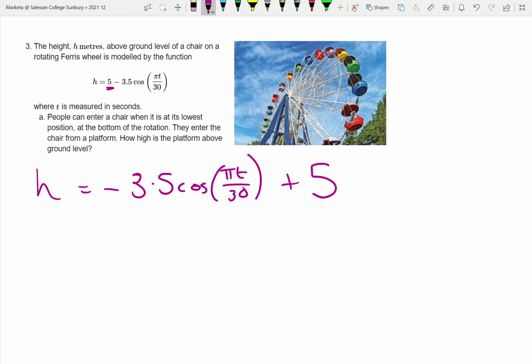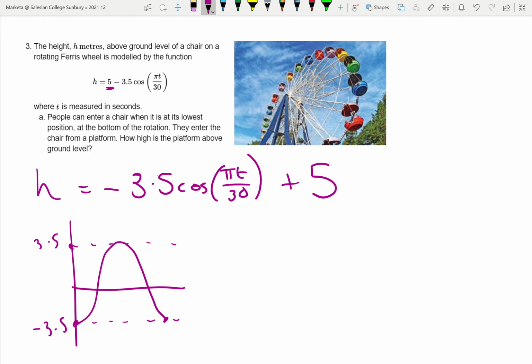So I'm going to draw this graph, remembering that a cos graph is like this, usually, going from 1 to -1. But here we're actually doing an upside down cos graph, and we're going to be going from 3.5 to -3.5 and upside down. And then of course we're going to be going up by 5 units. So we can say -3.5 plus 5 is going to be 1.5.